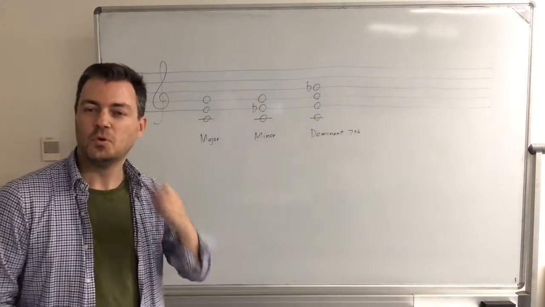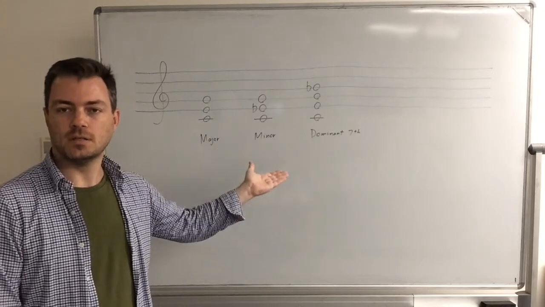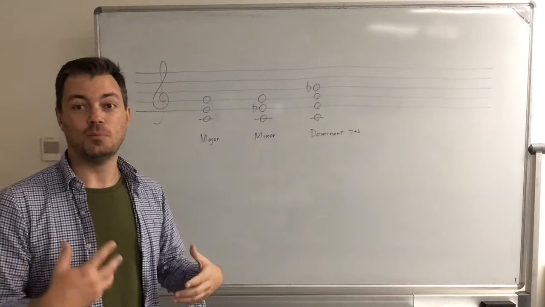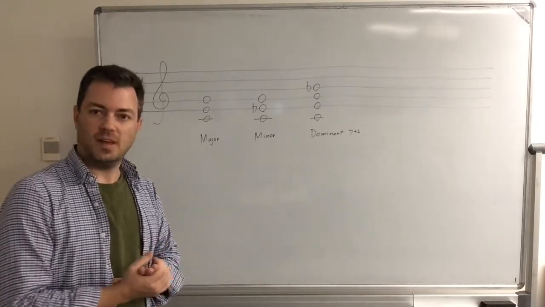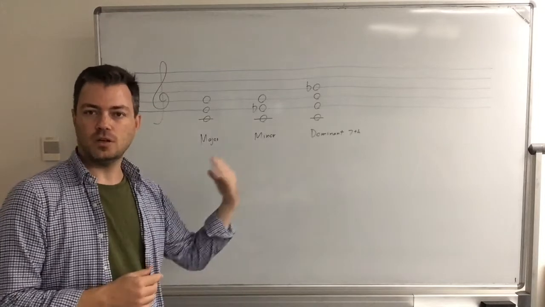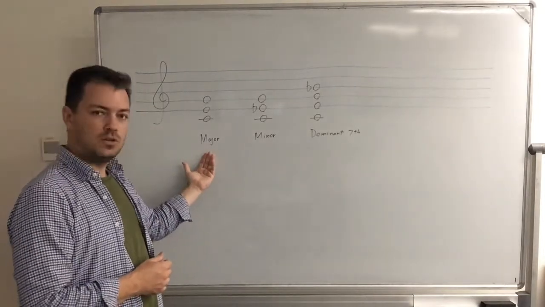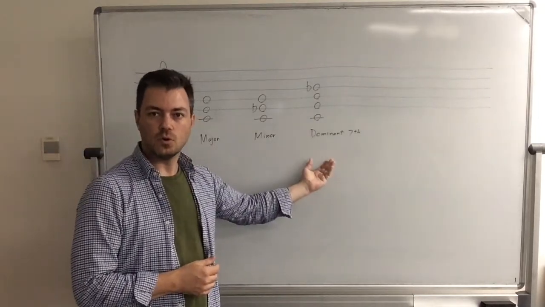In this video, we are going to talk about chords from an aural perspective, meaning I'm going to play a chord and you need to tell me what that chord is just from listening to it. It's fairly simple. We only have 3 chords that we're going to work with. Here we have the major chord, the minor chord, and a dominant 7th chord.